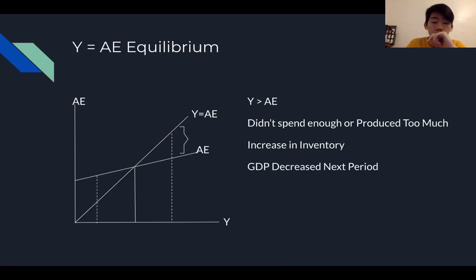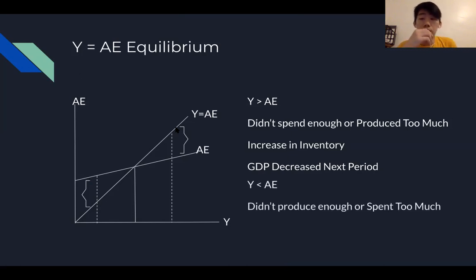Next up, we have this low end. This low end is pretty simple as well. You notice here that the aggregate expenditures line is taller than the y equals AE line. So this means that y is less than AE. What this means is that we didn't produce enough or we spent too much. So for example, we plan to spend $50, but we spent only 25. Either way, we're trying to sell $25 worth of shoes, but we only have 10. Either way, there's just not enough stock in inventory or not enough product to sell. And so there's a decrease in inventory.